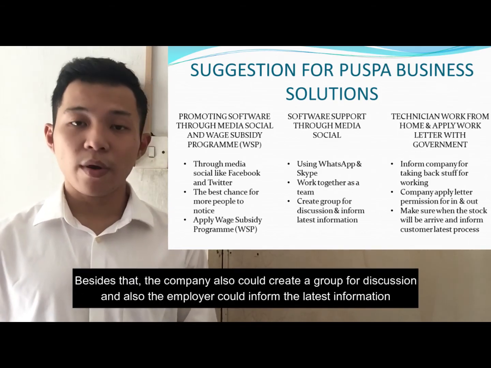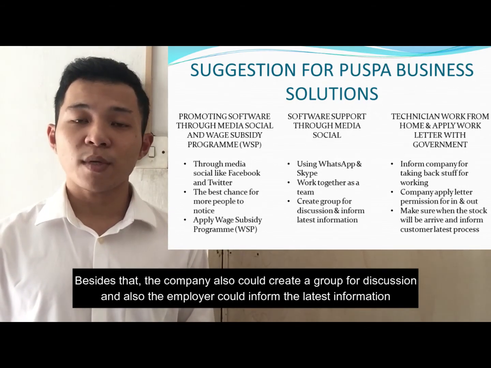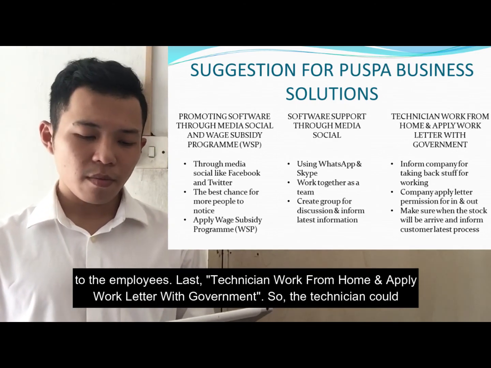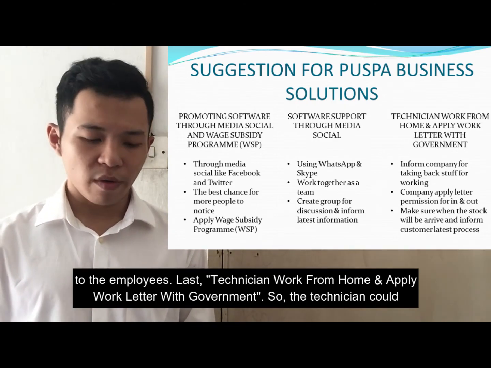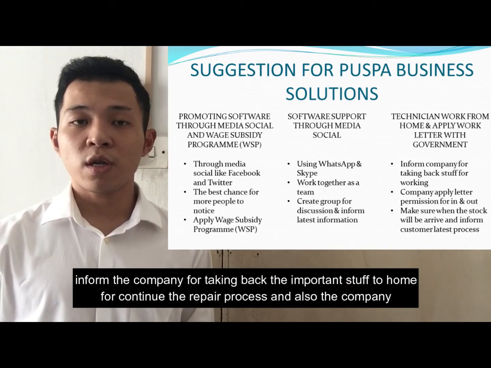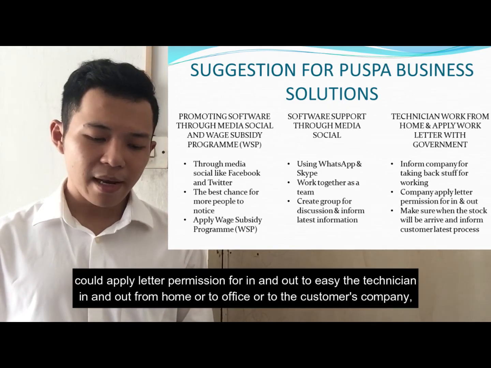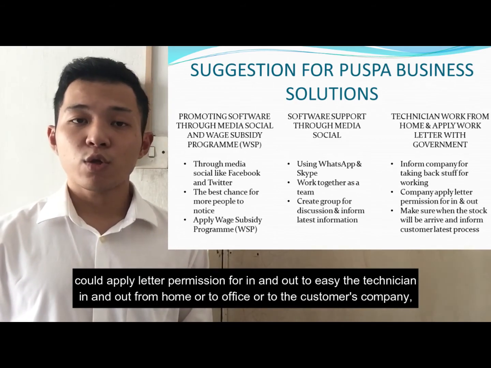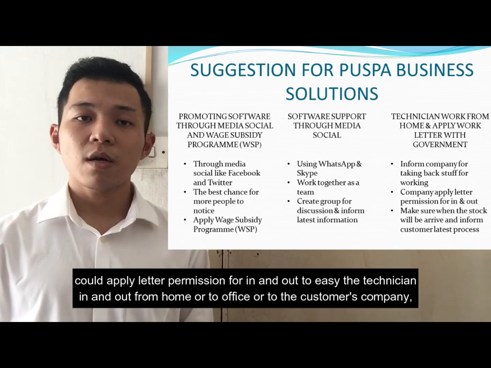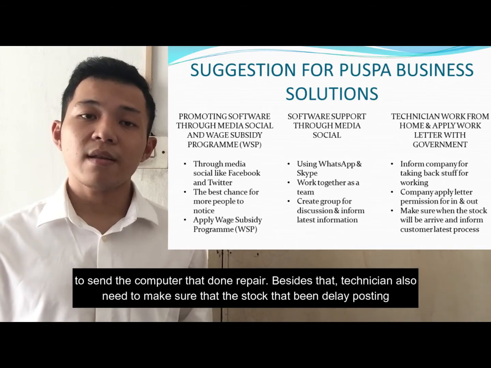Besides that, the company also could create a group for discussion, and also the employer could inform the latest information to the employees. And last one is technician work from home and apply work later with government. So the technician could inform the company for taking back the important stuff to home for continue the repair process, and also the company could apply later permission for in and out to easy the technician to in and out from home or to office or to the customer company to send the computer that done repair.